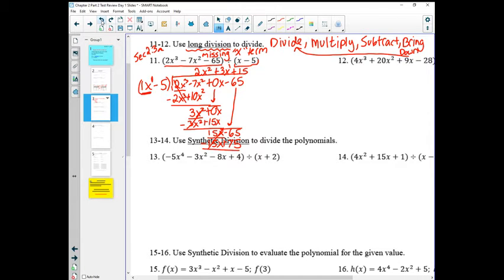Next step is to subtract by flipping both of those signs. 15x minus 15x is 0. Negative 65 plus 75 is positive 10. Since there's nothing else to bring down, 10 is the remainder. So let's go write out our final answer here. 2x squared plus 3x plus 15 plus positive 10 over what we divided by, x minus 5. And that is how you divide polynomials.